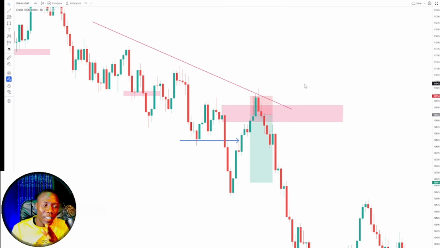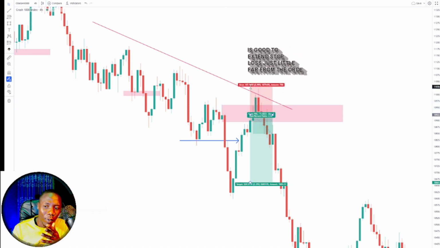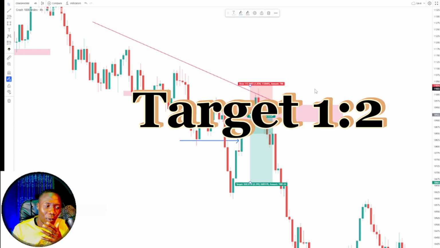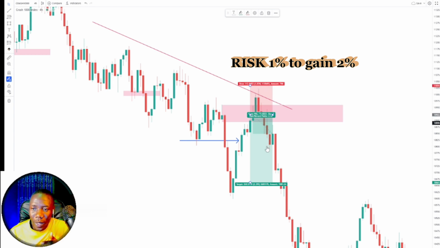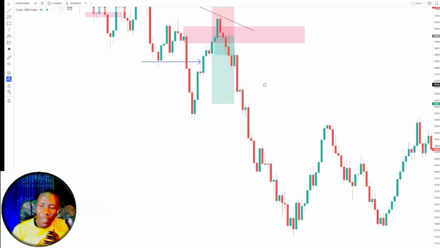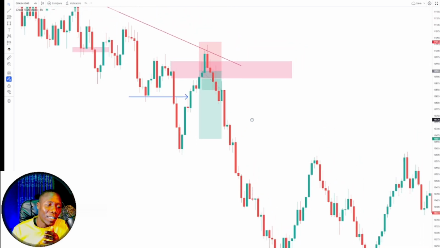So I share this example because I don't want you to see it as a 100% strategy. It does fail. That's why I will always advise you to extend your stop loss at least a little. You're targeting 1:2, and at least make your stop loss to be at least 1% of your account. So this one, we are risking 1% to get 2%. So that's our value. You see what happens? So it's a very good, nice trade. Whoever took this trade made a lot of money with it.